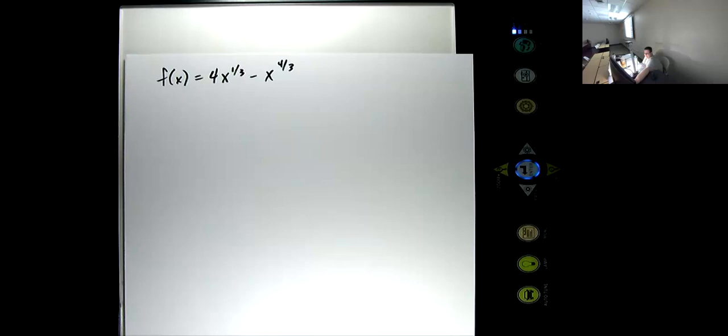So finish this up. Try to graph this on your own. We're going to go over the solution to this on Tuesday morning before we start 4.4. Other than that, have a good weekend.